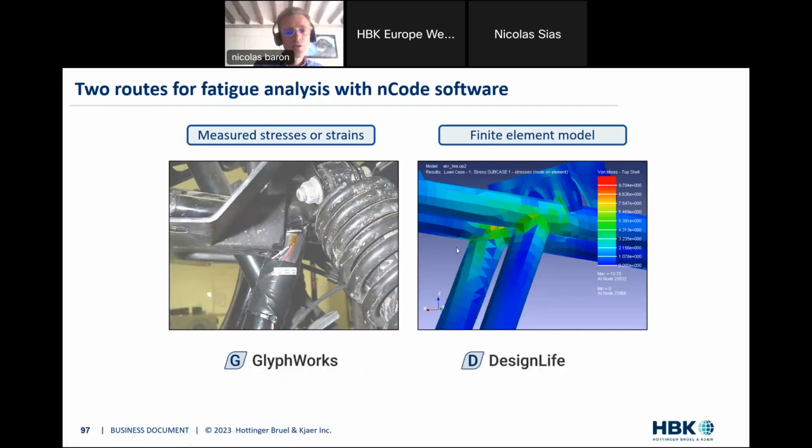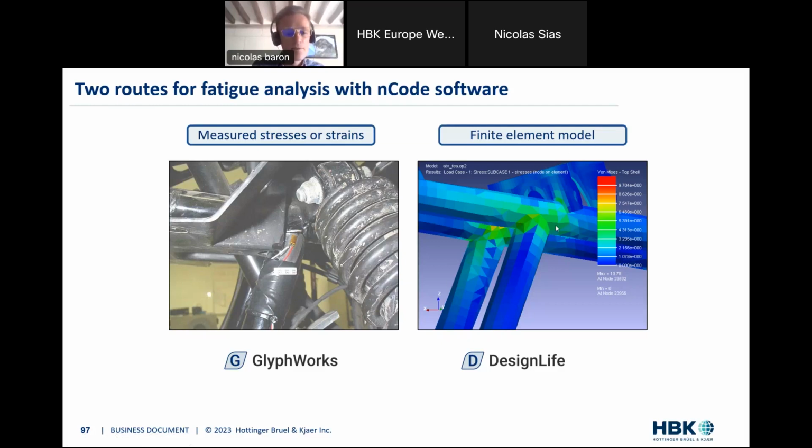Okay, two routes in the software. The GlyphWorks route simply means we're going to use measurement data, measured stress or strains. So you have strain gauges that you place on your items, you get measurements, and you want to calculate fatigue. And we can also use finite element modeling, and that's Design Life within nCode.